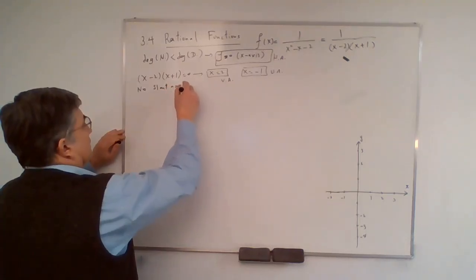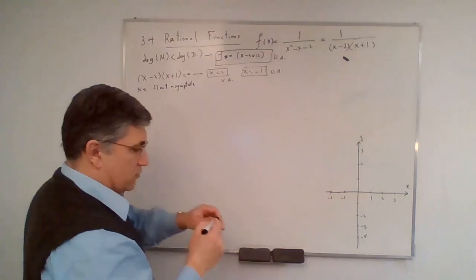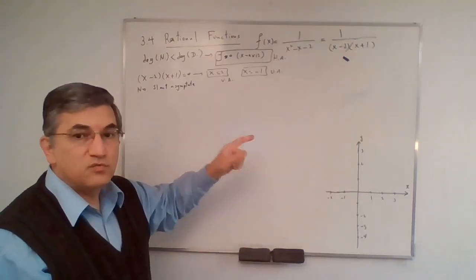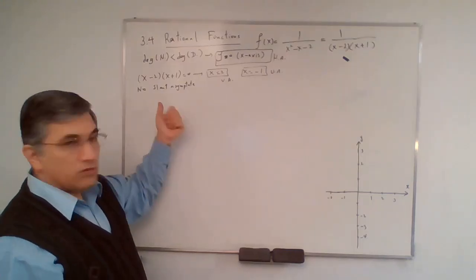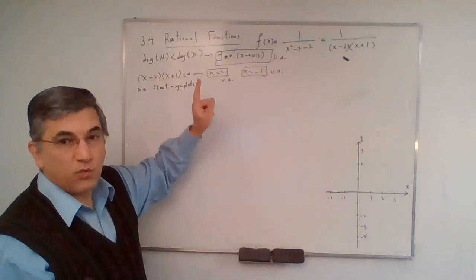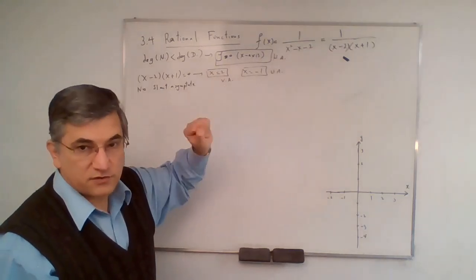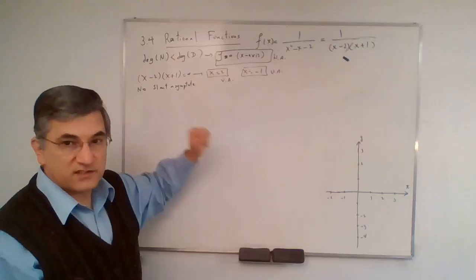asymptote, because slant asymptotes, as you know, appear when the degree of the numerator is 1 more than the degree of the denominator, but that's not the case here. So no slant asymptote, two vertical asymptotes, one horizontal asymptote for this given function. That's part A, finding the asymptotes.